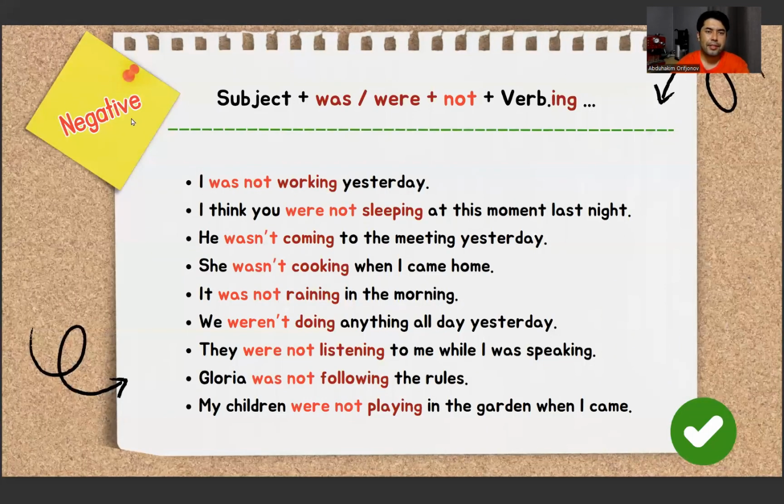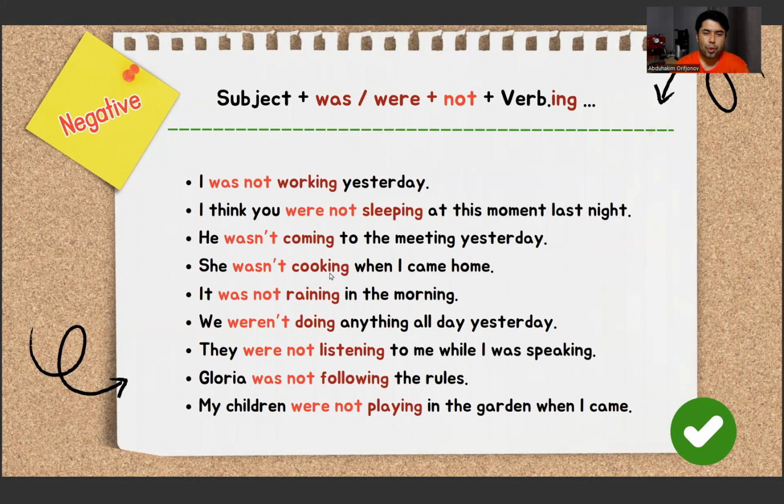In negative sentences, we put not after was and were. Subject plus was or were plus not plus verb-ing plus object. Examples: I was not working yesterday. I think you were not sleeping at this moment last night. He was not coming to the meeting yesterday.